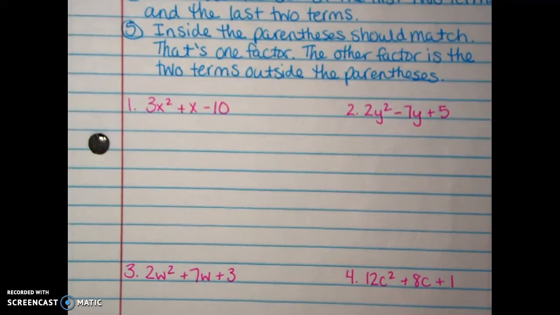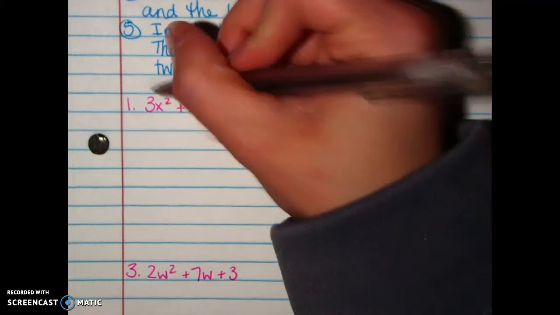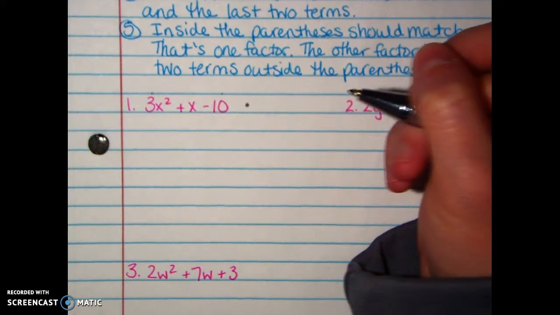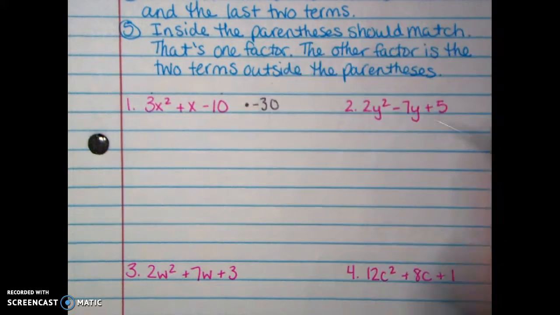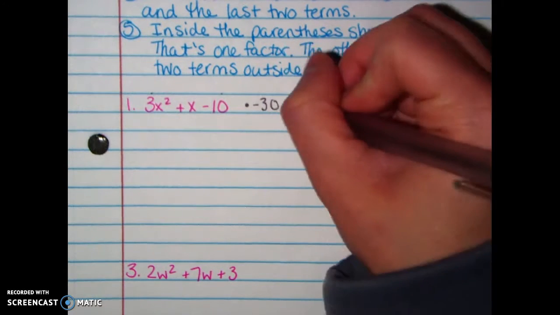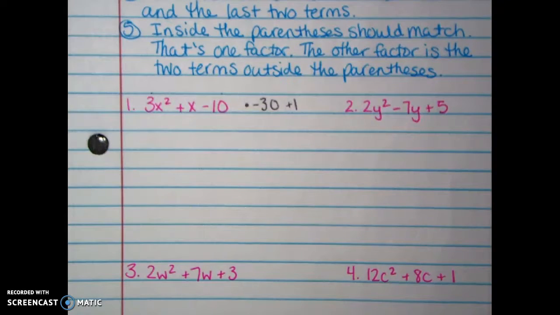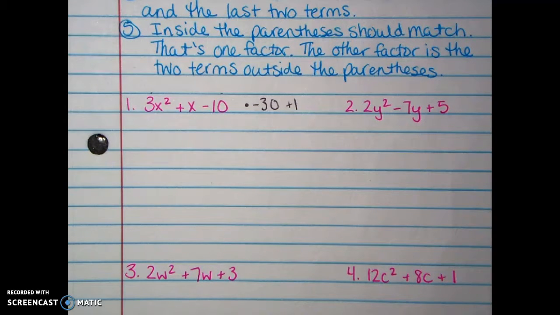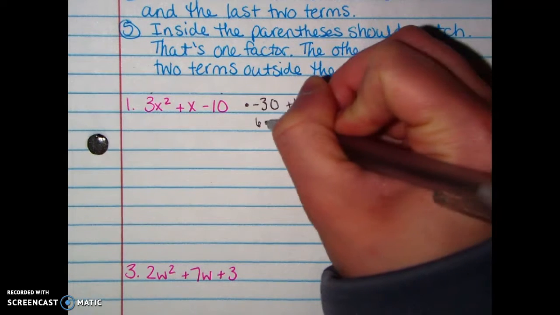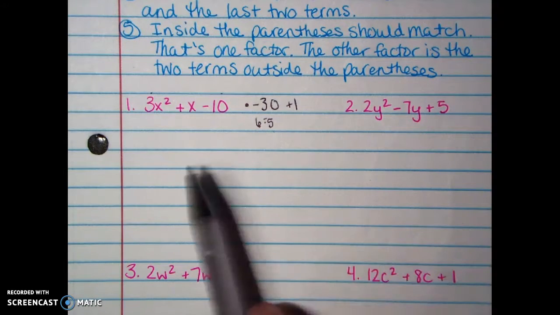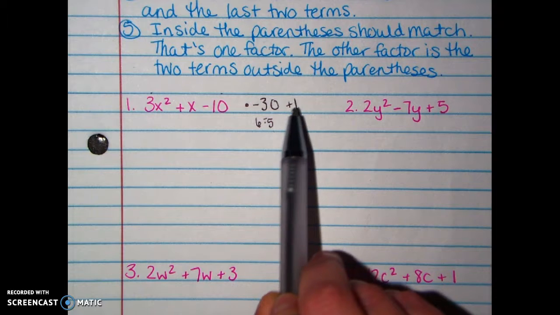Okay, so step 1 tells me to multiply a times c. So 3 times negative 10 is negative 30. So I'm looking for 2 numbers that multiply to get me negative 30, and then they have to add to get me 1. Basically these numbers need to be 1 number apart from each other and 1 positive, 1 negative. It will be a positive 6 times a negative 5. That will get me negative 30, and then 6 minus 5 is a positive 1.